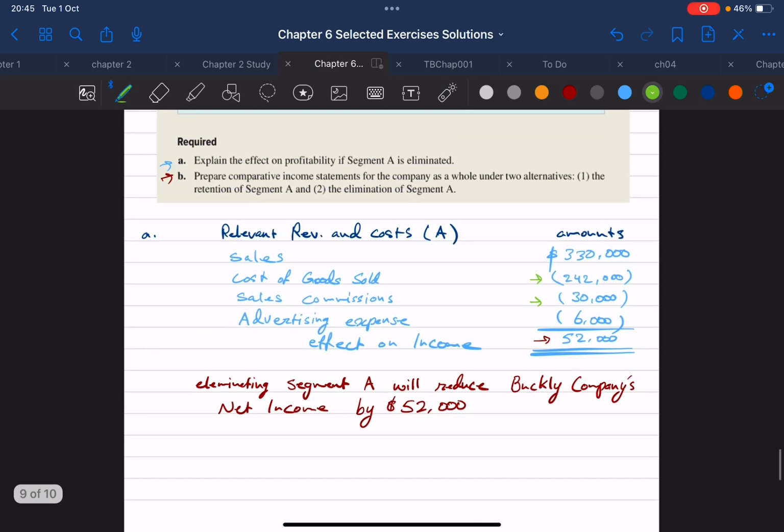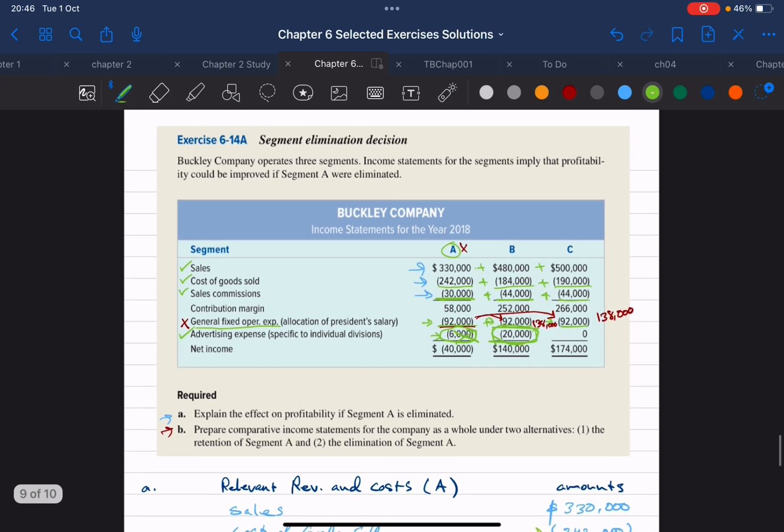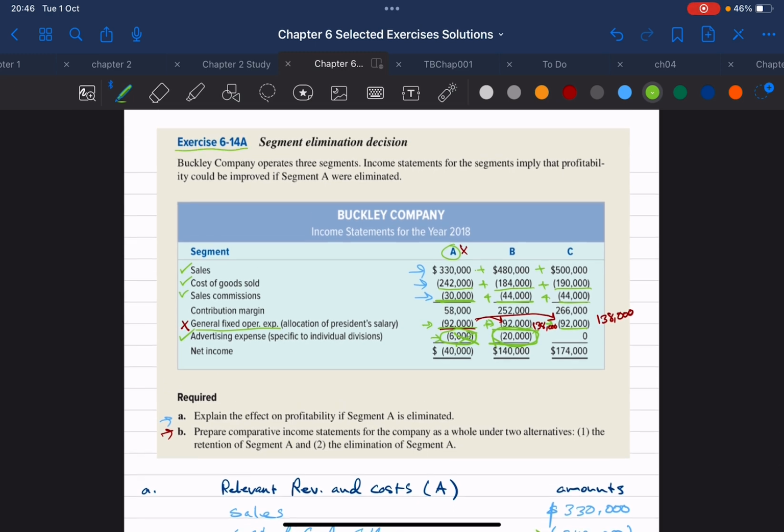and here is our answer to part A of this question, which was exercise 6-14A.